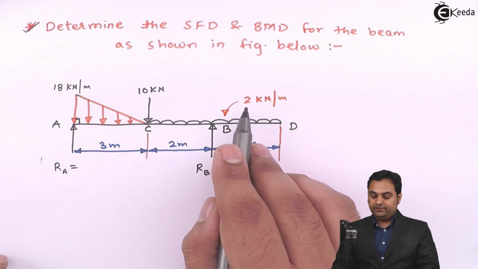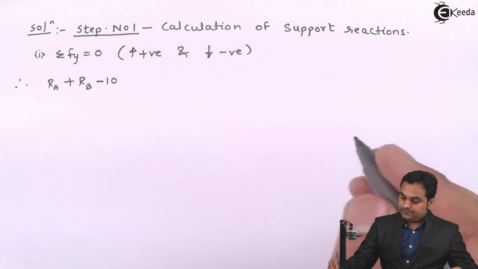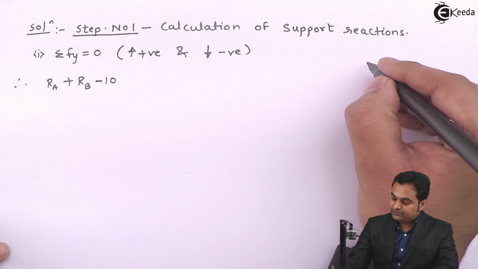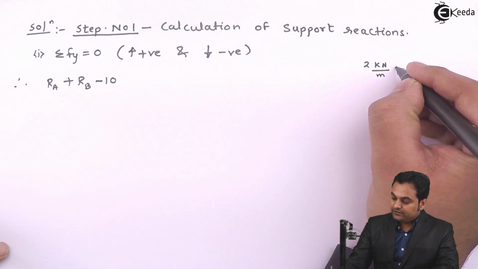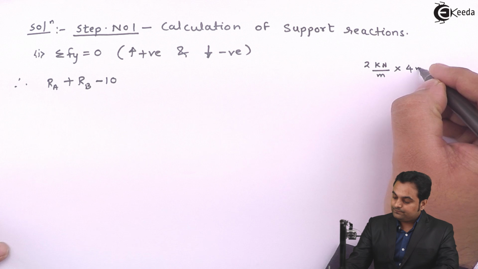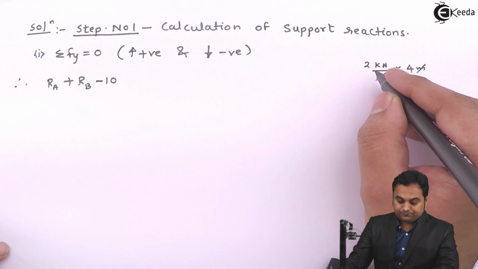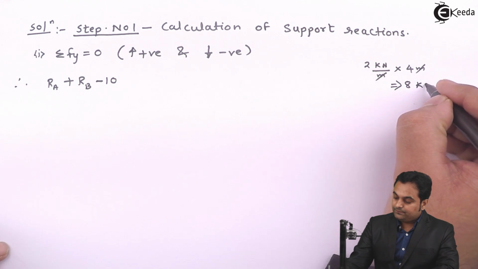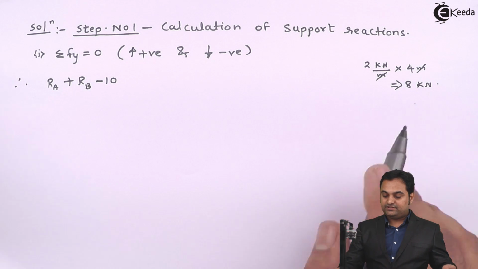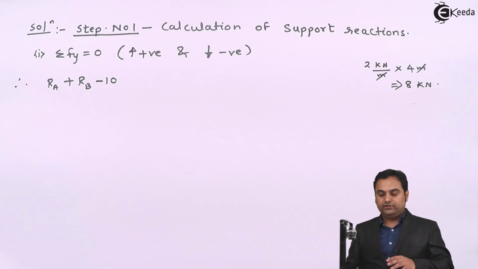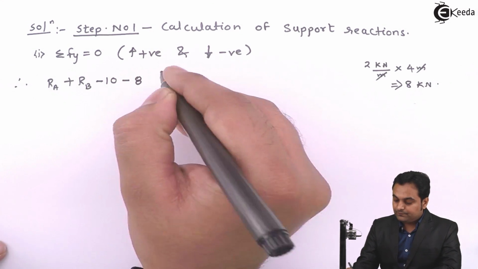So this will be converted: 2 into 4. Here I'll show that it is 2 kilonewton per meter acting over a length of 4 meter. Meter gets cancelled out, so this value will be 8 kilonewton, and this 8 kilonewton will be acting downward, that is the point load conversion of the UDL given, so minus 8.